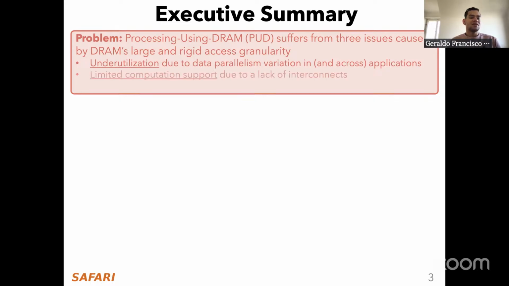Second, they support only a map operation. So you have two vectors and you operate on top of those two vectors and you generate a third vector. But they don't support something like a vector reduction operation, where you have one vector and then we reduce that vector into a scalar operand. This happens because there is no interconnect that connects different DRAM columns inside a DRAM chip at low cost.